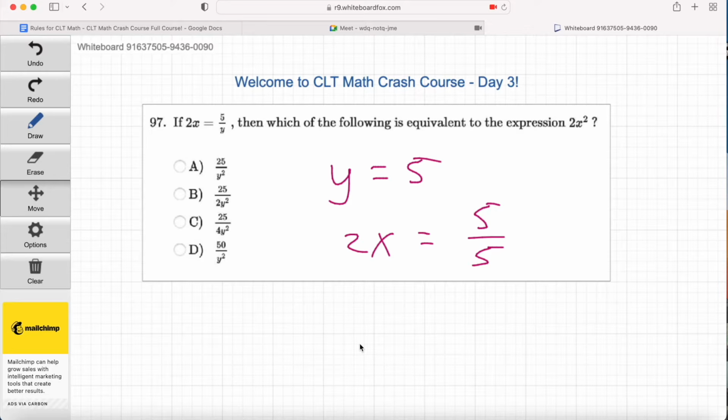And of course, what's 5 over 5 equal, Karis? 1. Yeah. So we'll get 2x equals 1. Now we can pretty easily figure out what x is going to be. What's x going to be here? X would have to be 1. Nope. 1 wouldn't work, right? Do you see why 1 wouldn't work?